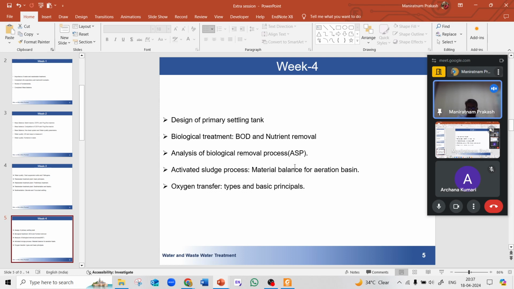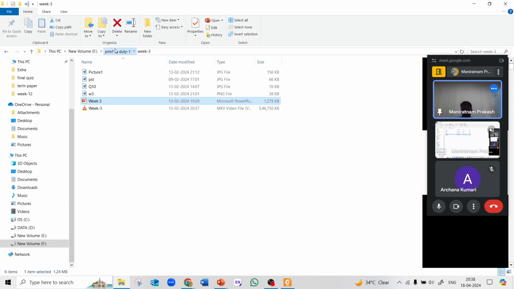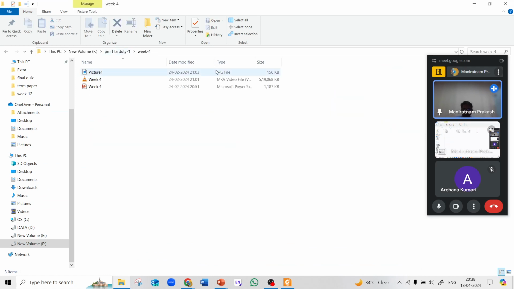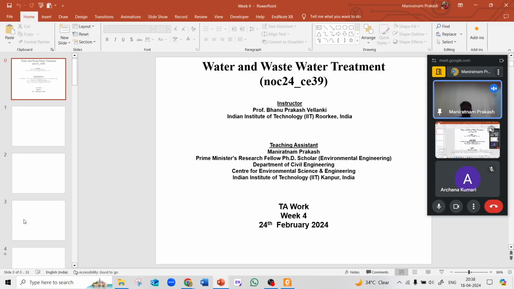Then the most important part of this biological treatment of wastewater is biological removal, that is the activated sludge process. Most wastewater has high organic content, so the treatment of this organic matter is a very challenging process. The most common biological removal unit was this activated sludge process. So we saw how this activated sludge process works.